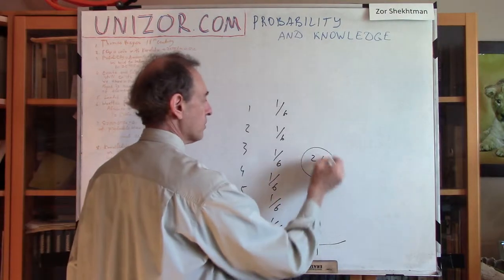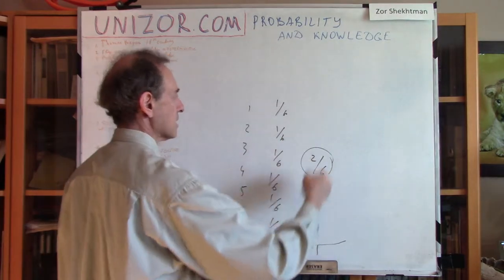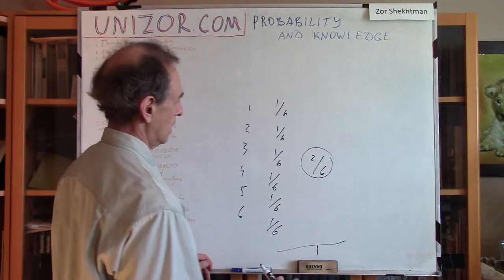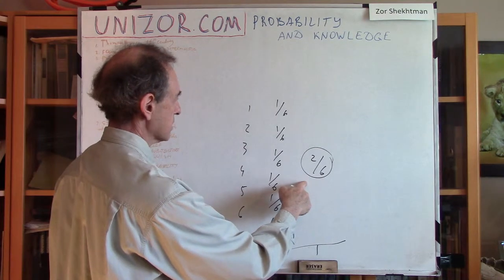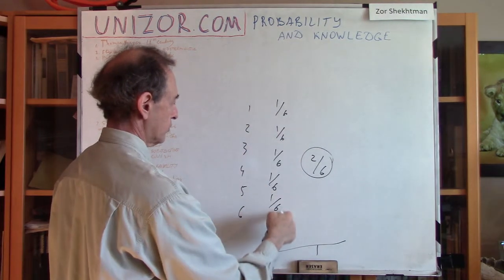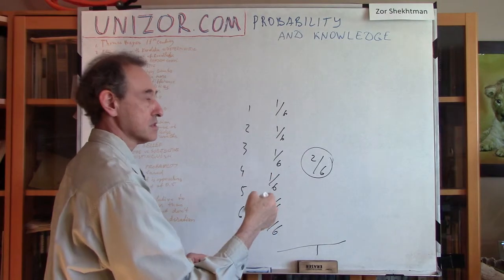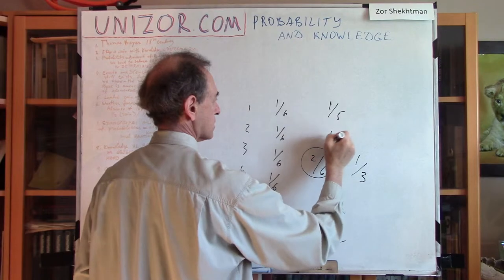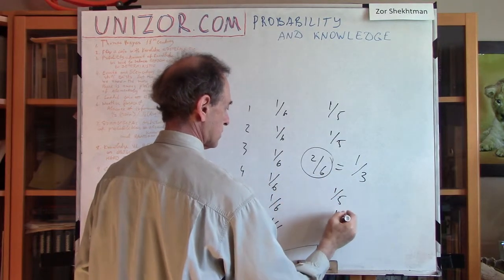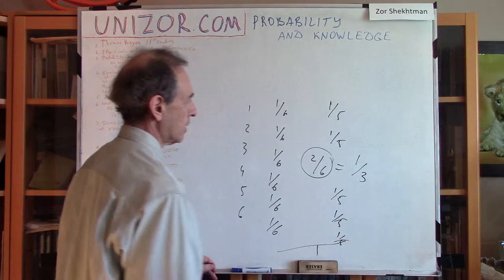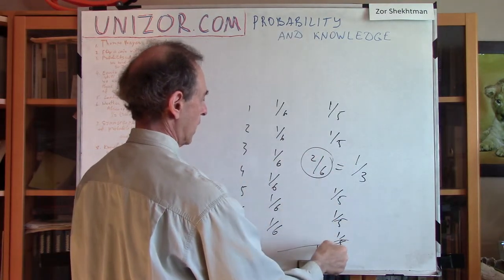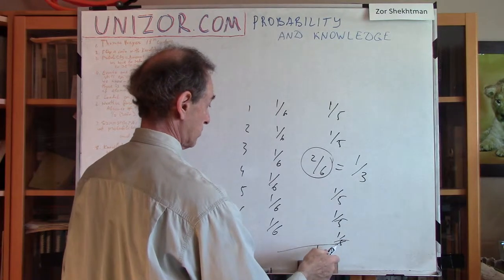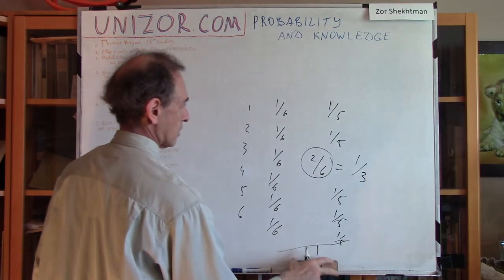So if you know that the probability of this is 2/6, and these guys are slightly less than that, what should I say? So I have 4/6 divided by 5, so it's 4/20, so it's 1/5. So this is 1/3, and these are 1/5 each. Am I right? 1, 2, 3, 4, 5. No, 1/4, I'm sorry.